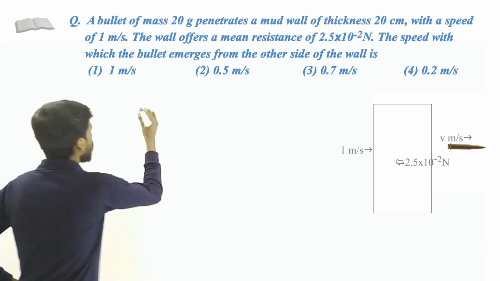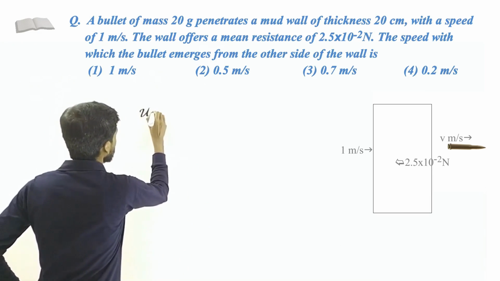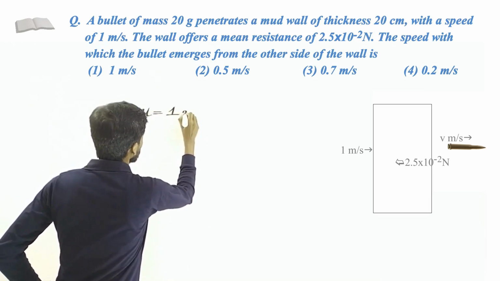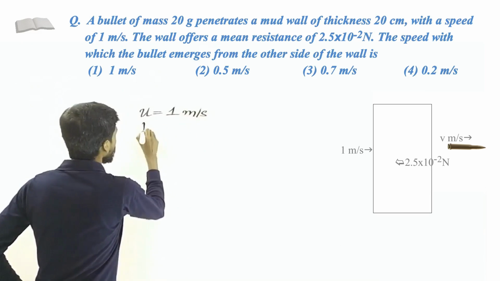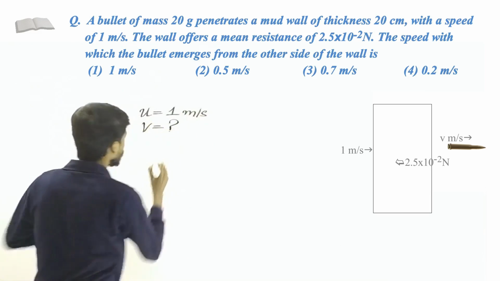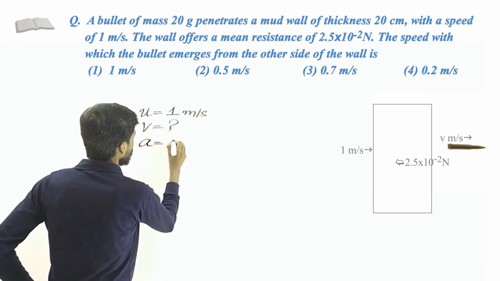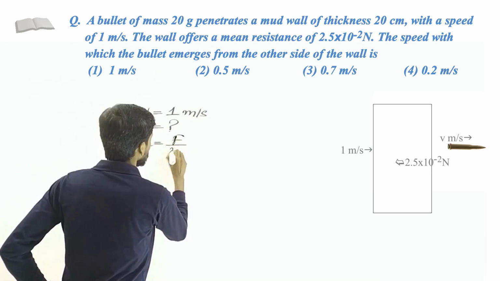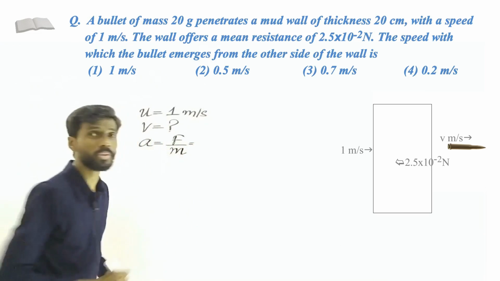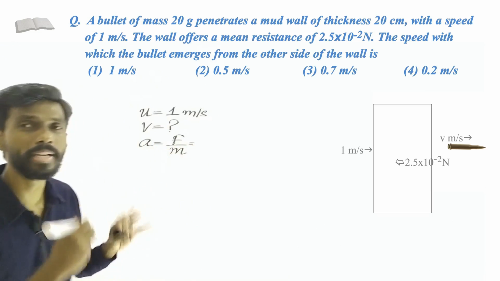This is what is given, U, the initial speed of the bullet, that is 1 meter per second. What we need to find is the final speed, so V is what we need to find. Okay, let us find the acceleration. What is the acceleration? That is force divided by the mass of the object. What is the force here? That is 2.5 multiplied by 10 to the power minus 2.